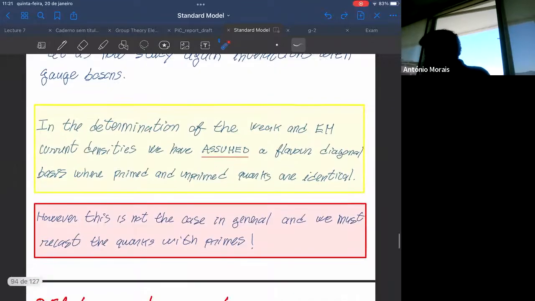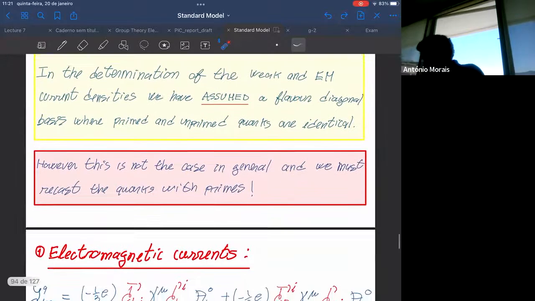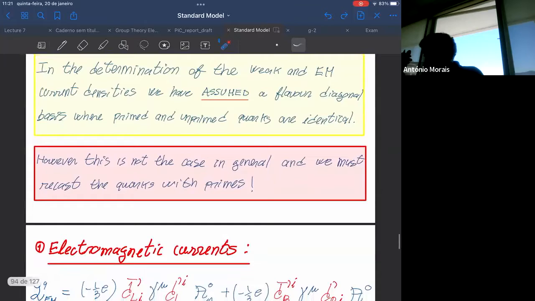And we have assumed, not already now we start assuming, not a flavor diagonal basis. But in the determination of the charged currents, for example, or all the other currents, we assumed a flavor diagonal basis, where primed and unprimed fields were identical. But let's look into the more generic case.